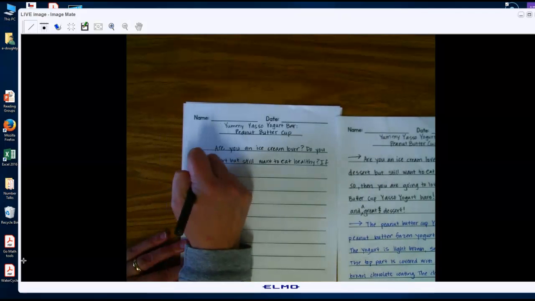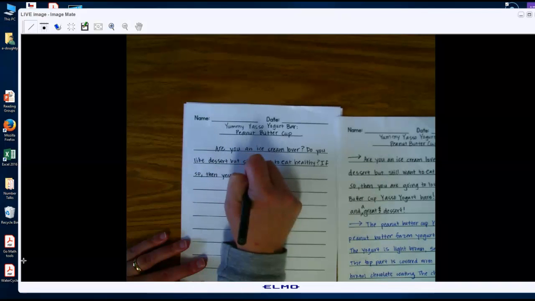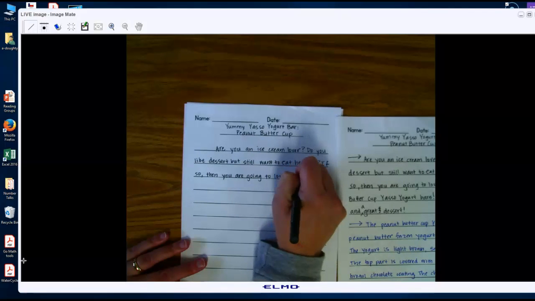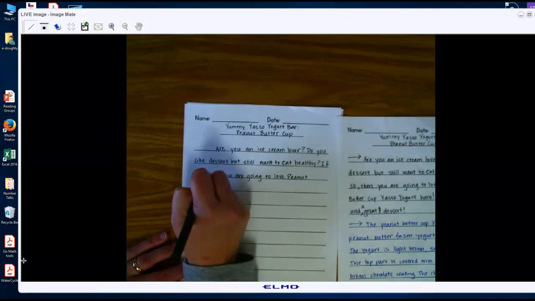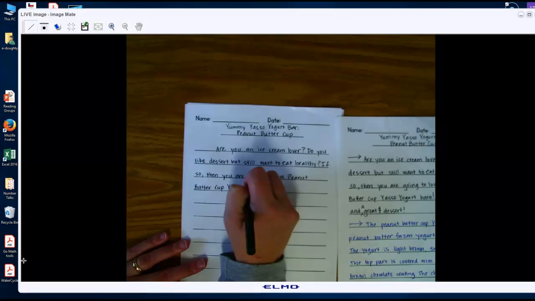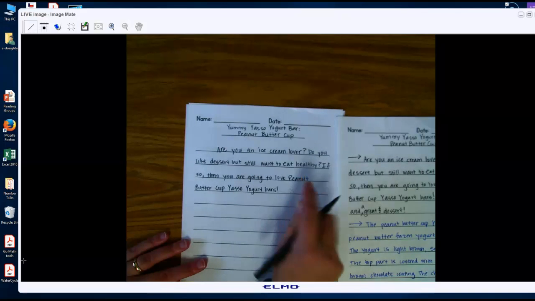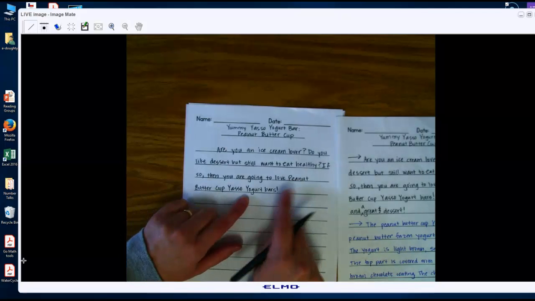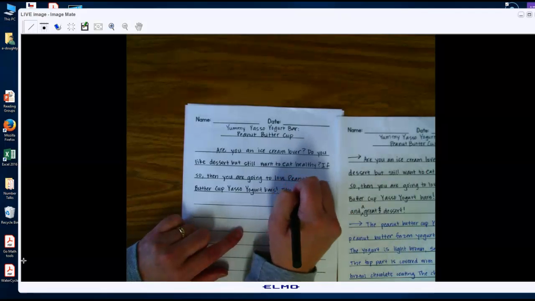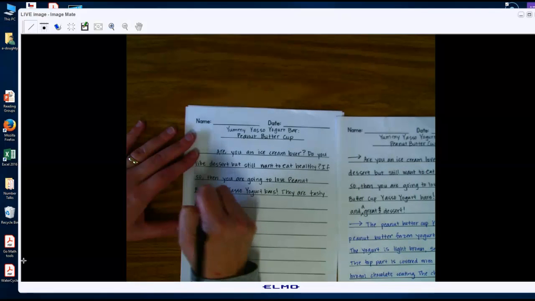If so, then you are going to love peanut butter cup Yasso yogurt bars. Notice I capitalized every word except the bars, but these are the name. Peanut butter cup Yasso yogurt. They are tasty and a great dessert.